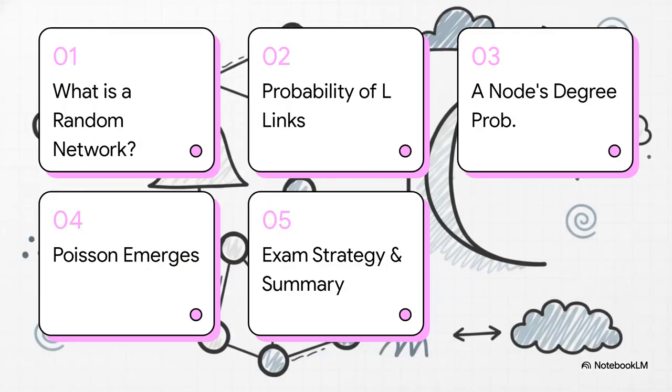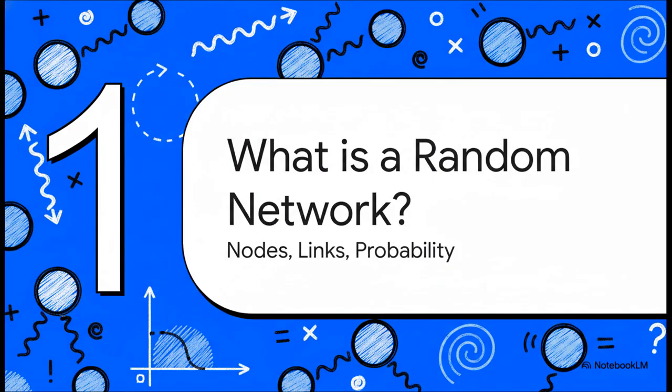Okay, here's our game plan. We'll start with the absolute basics, then we'll build up the math for the entire network. After that, we're going to zoom in on just a single person or node, and that's where we'll see this famous statistical pattern just emerge out of the chaos. And of course, I'll give you a super clear strategy for how to handle these problems when they show up on your exam.